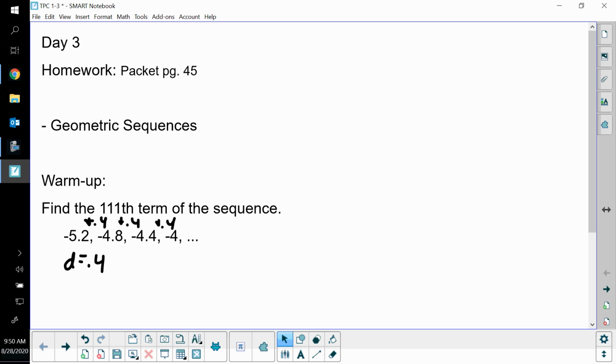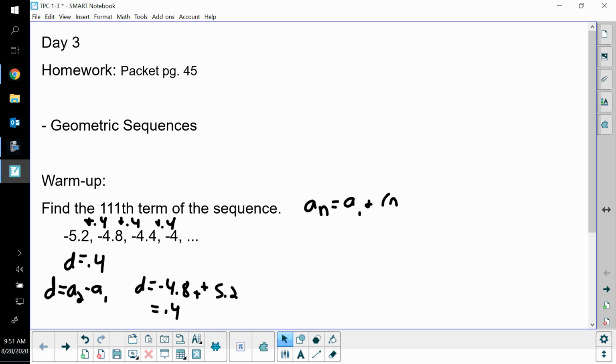And if you're unsure of your d, remember the way to do that is do the second minus the first. So in this case, we would do negative 4.8 minus a negative 5.2. That would become adding, which would give us the 0.4. So we go to our Regents reference sheet. Because we're adding, this is an arithmetic sequence. So we'd find our arithmetic sequence formula.